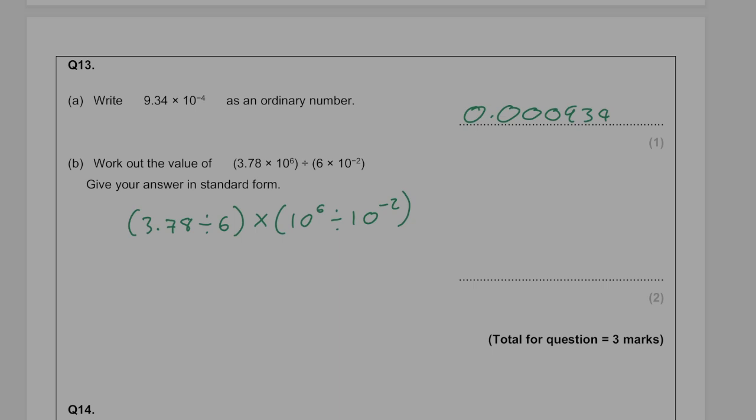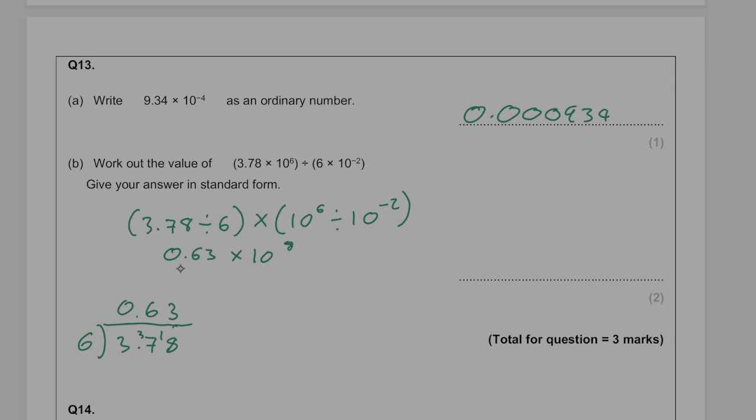Okay, so that division's slightly harder than the original, so I'm going to go 6's into 3.78. So 6 does not go into 3, so we've got 0 point, and then we've got 3 there. 6 is going into 37 fully 6 times. So 6 times 6 is 36, so there's a difference of 1 remainder, and then 6 is going into 18 3 times. So that's going to give us 0.63 times 10 to the, and then when we do this, we subtract the power, so that's actually going to be 10 to the 8.